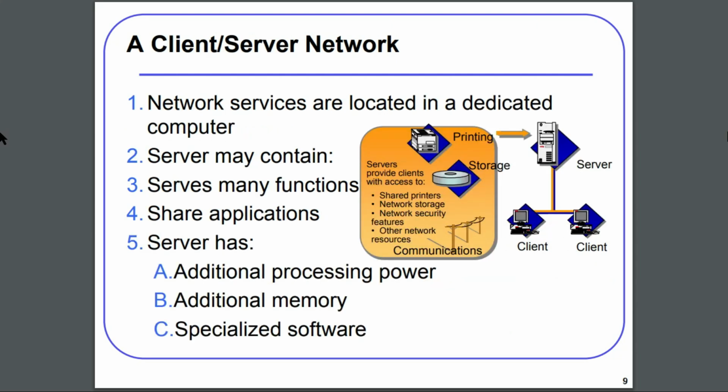This is the second type of network, the client-server network. As you can see in the picture, there is a server, two clients, a print server, and a storage device. Network services are loaded on a dedicated computer. The server may contain many functions, shared applications, and it has additional processing power, additional memory, and specialized software.